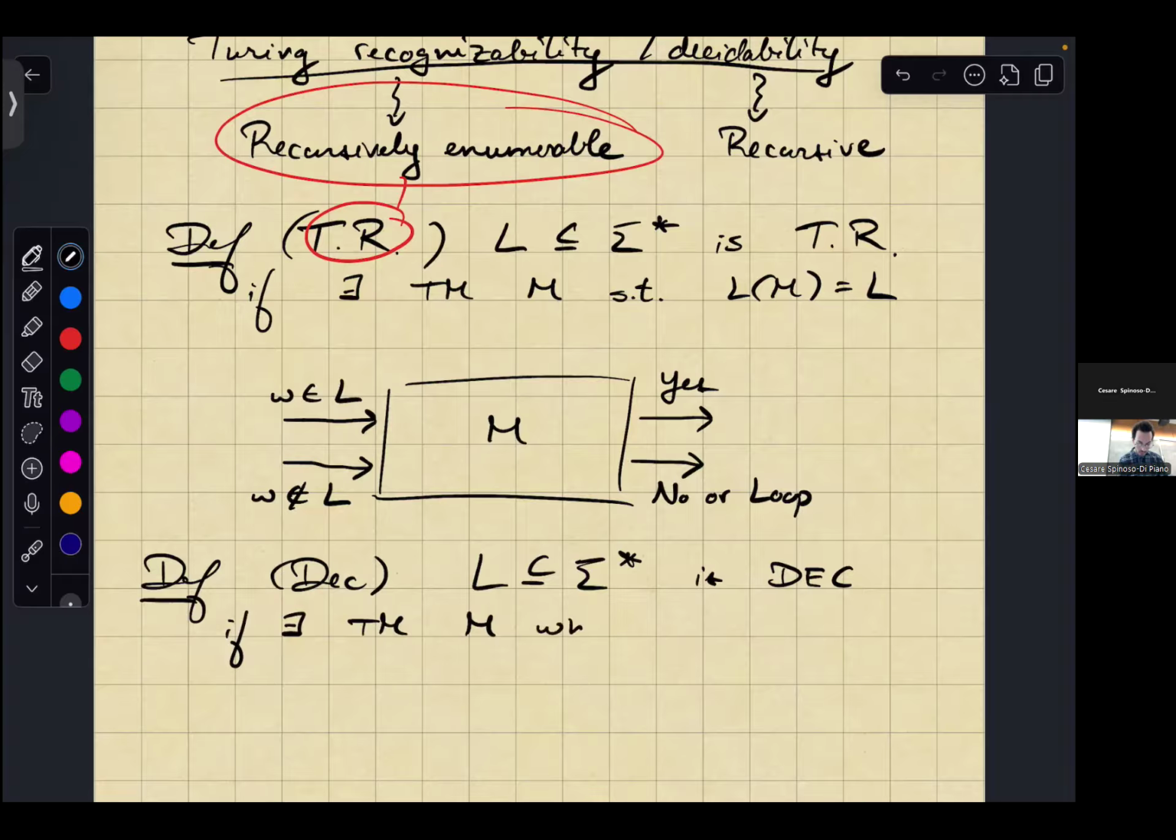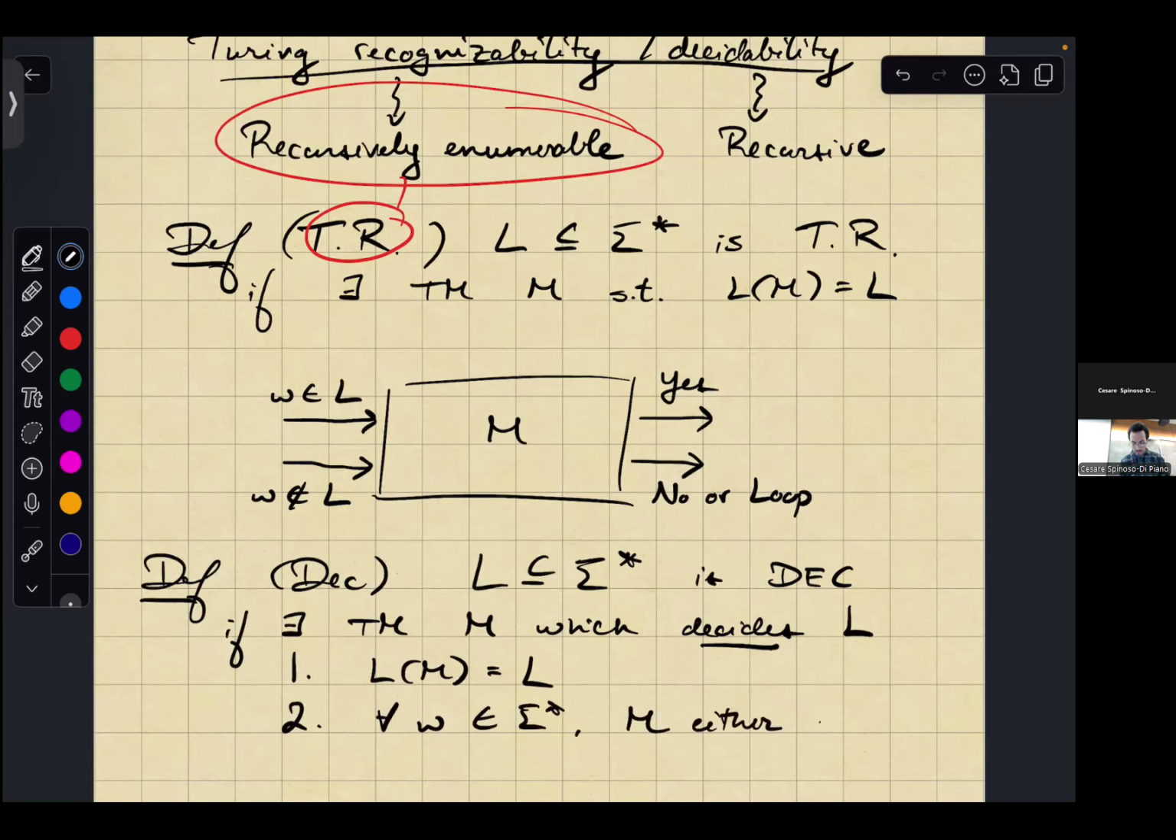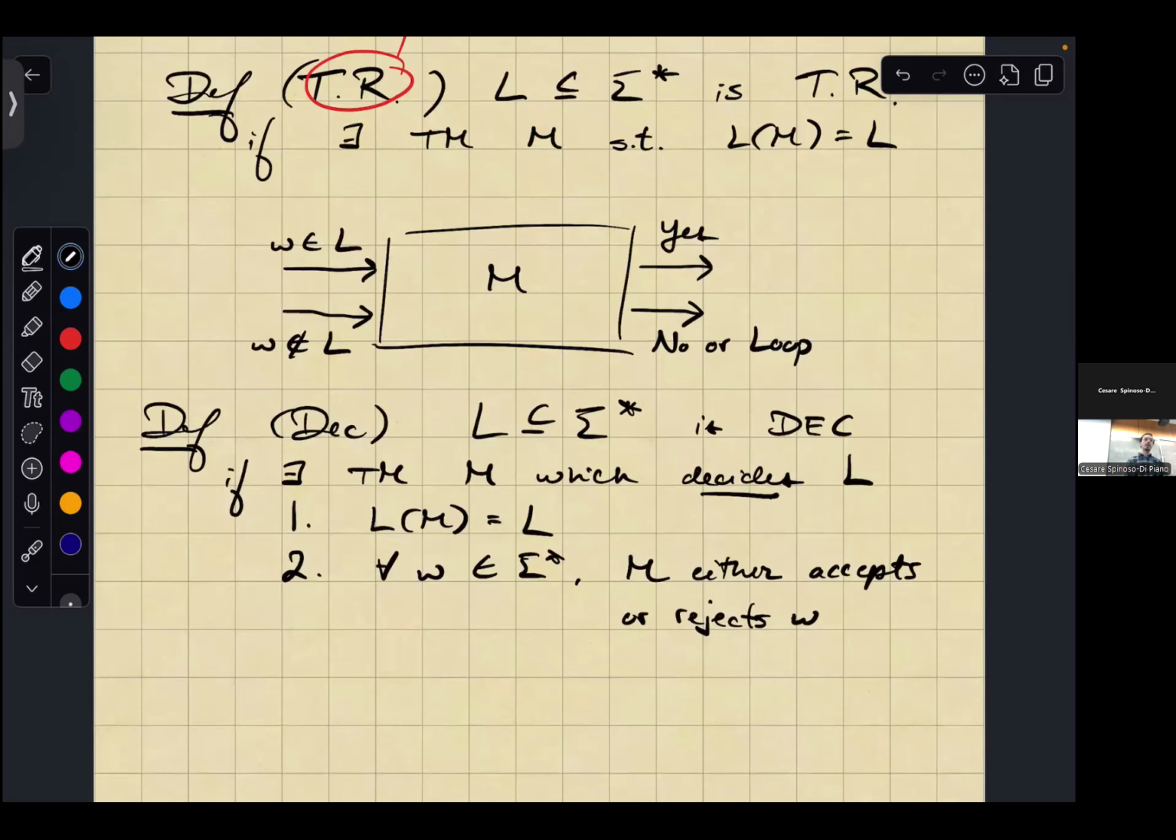So what do we mean by that? We mean that there exists a Turing machine M such that L of M is equal to L, and for every input string W in sigma star, M either accepts or rejects W. In other words, the Turing machine always makes a decision. It never loops forever on any input string.